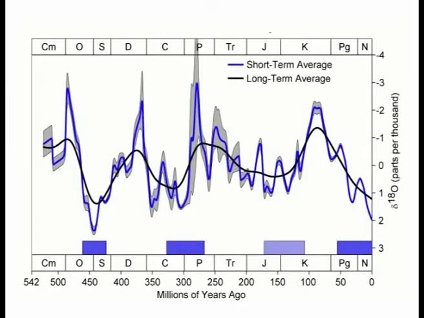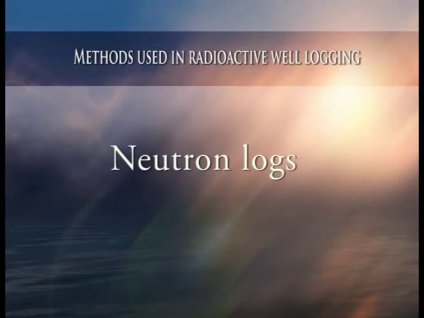Number 5, to locate radioactive ores, uranium in particular. Number 6, to help locate lignite and coal beds. Number 7, to help locate clay and fresh water sands. Coming to the neutron logs.